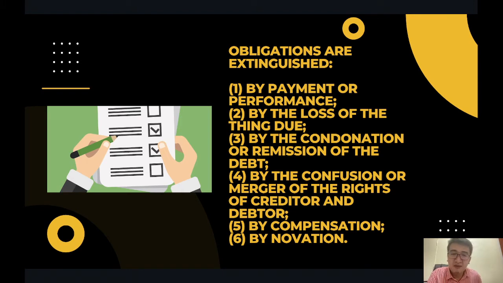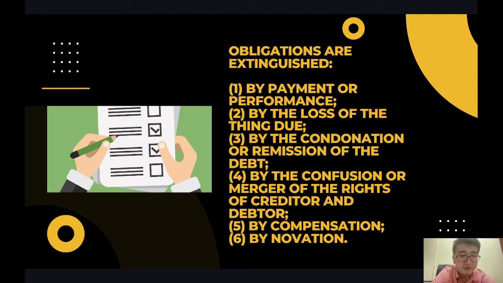Fourth, by the confusion or merger of the rights of creditor and debtor, meaning when the creditor becomes the debtor, or the debtor becomes the creditor in their rights. So, for example, 10 years ago, or 5 years ago, nagpautang ka kay A, and this year, nangutang ka kay A, you can merge your rights para ma-determine kung sino pa ang mayroong balance. Parang ganun lang.